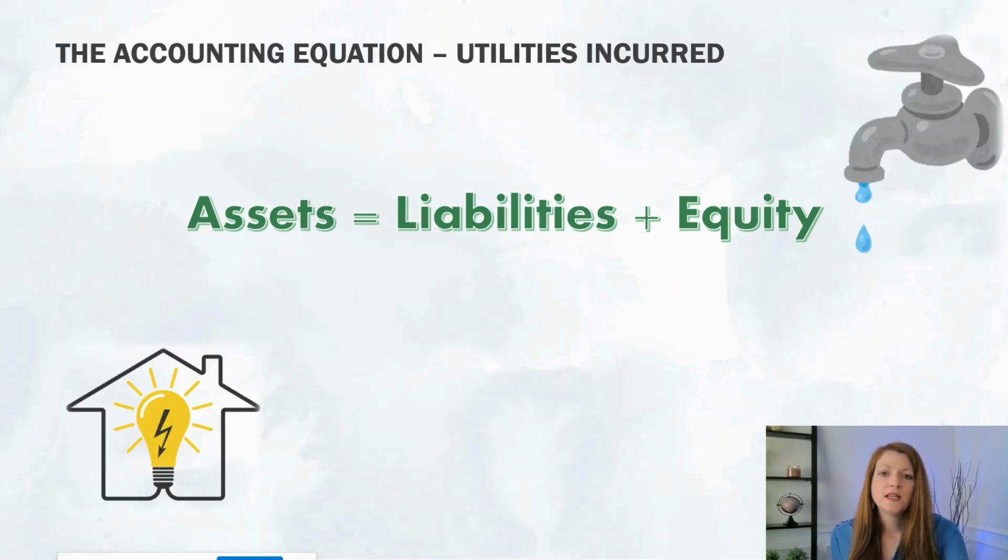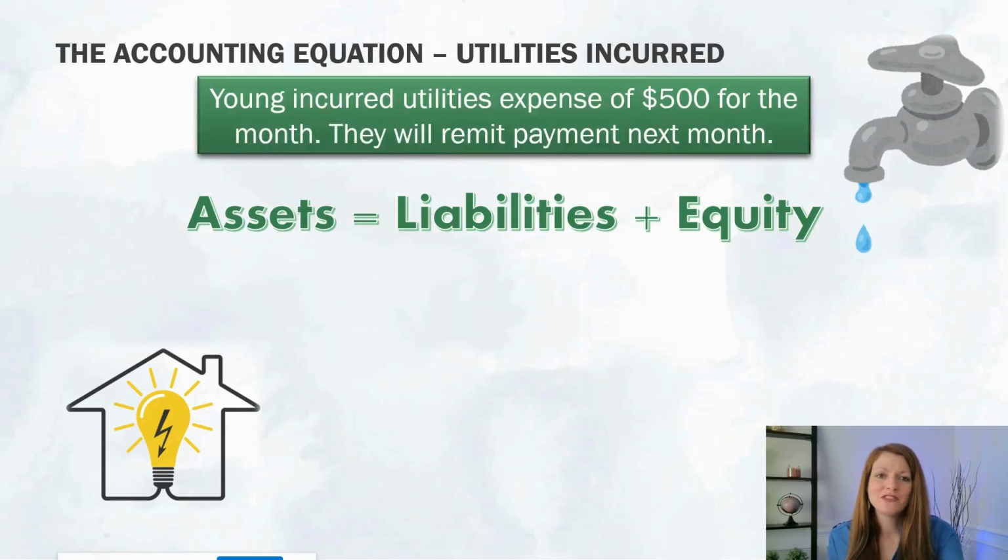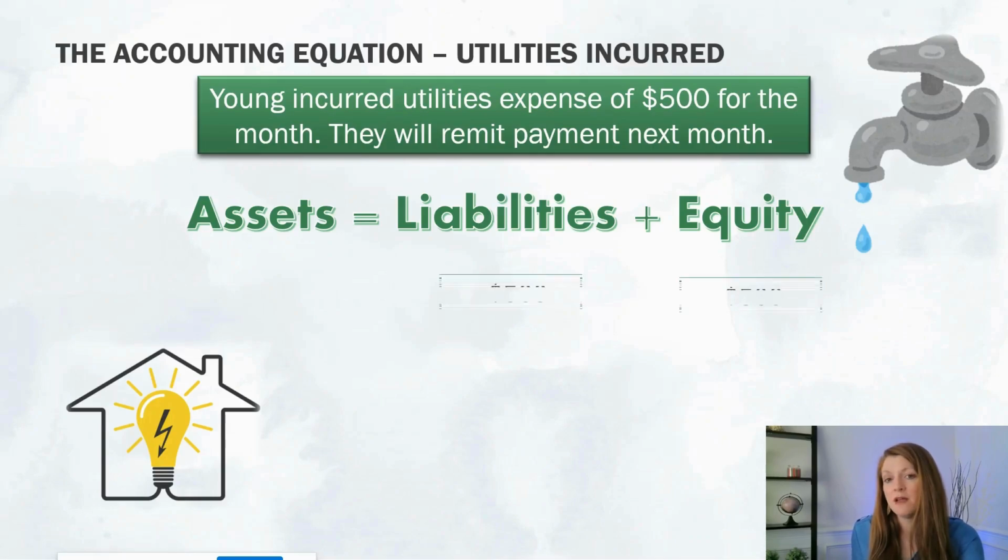All right. So now they said, oh yeah, we had to have our lights on. We had to have the bathroom running. So we have utilities that we incurred over the month. So the utilities were $500 for the first month. They will remit payment next month. Okay, so they've incurred the expense this month. So we need to show it as an expense, but they're not going to pay it until next month.